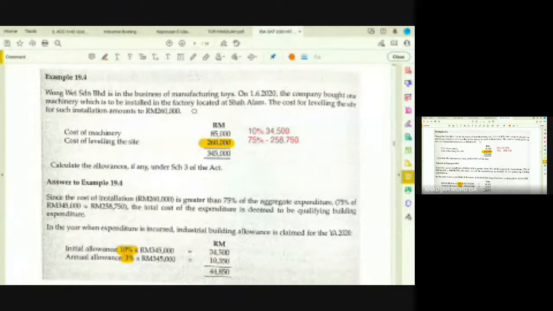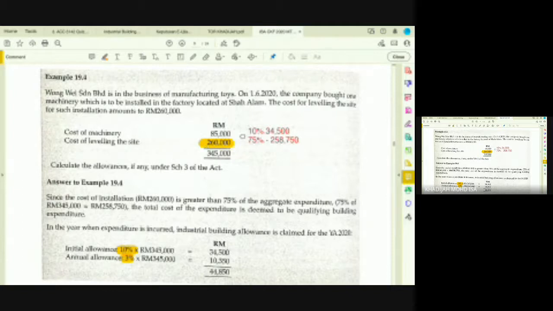So for 10%, it means the cost must be 34,500 and below. In this case, it's 260,000. So what is 75% of the cost? 75% of the cost is 258,750. So how do you compute 75% of this E, of this total? Of these 345,000, 75% is 258,750. So for that, you know that PCTL is more than 258,750, which is 260,000. So because of that, this one is more than 75%.